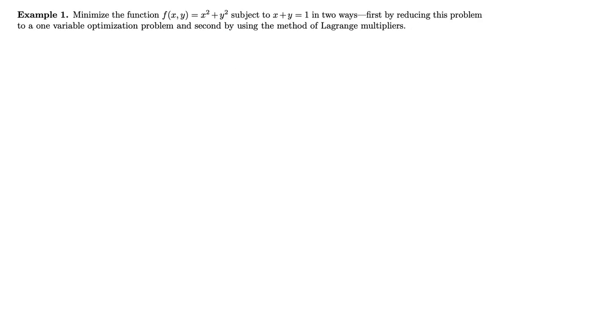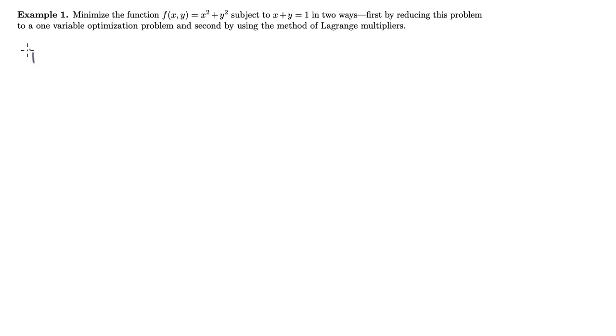Alright, so here we have a very simple optimization question. So we want to minimize this function, which is our objective function, and then subject to this constraint, x plus y equals 1. But we want to do it in 2 ways. So the first way, we want to actually reduce this down to a 1 variable optimization problem. And then second, we want to use the method of Lagrange multipliers. So we're just going to solve it the way we probably already know how, by reducing to a 1 variable optimization case, and then use Lagrange multipliers just to illustrate how the method works.